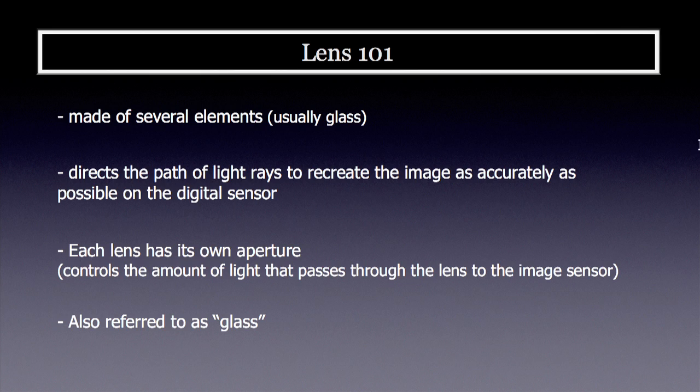Now, each lens is assigned its own aperture, and what that means is that it's controlling the amount of light that passes through the lens and gets to the image sensor. So you may have a lens that is an f4, an f8, or an f2.5, and those are the labels that tell you how much light is getting through that lens. That aperture number, or f-stop number, is also what tells you whether the lens is a fast lens or not. Lenses are also referred to as glass. So you may hear people saying, oh, what kind of glass are you using? And what they're referring to is the lens.